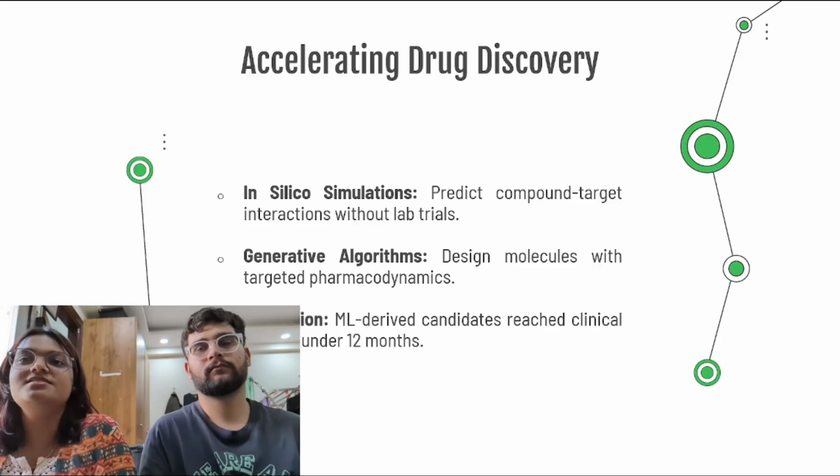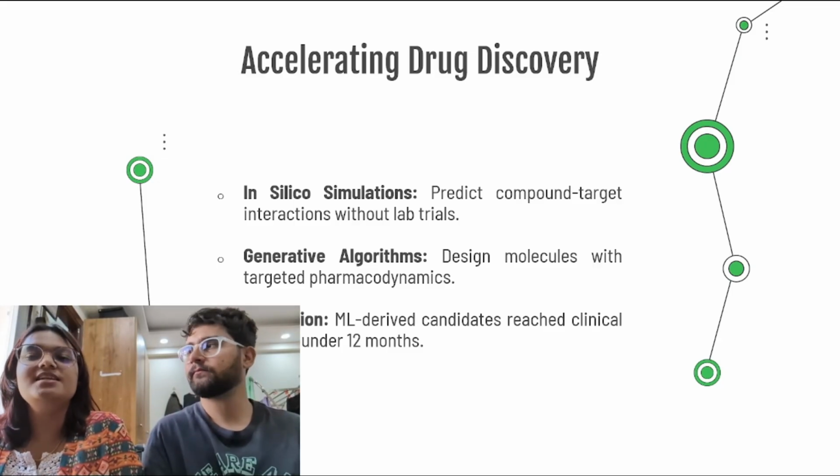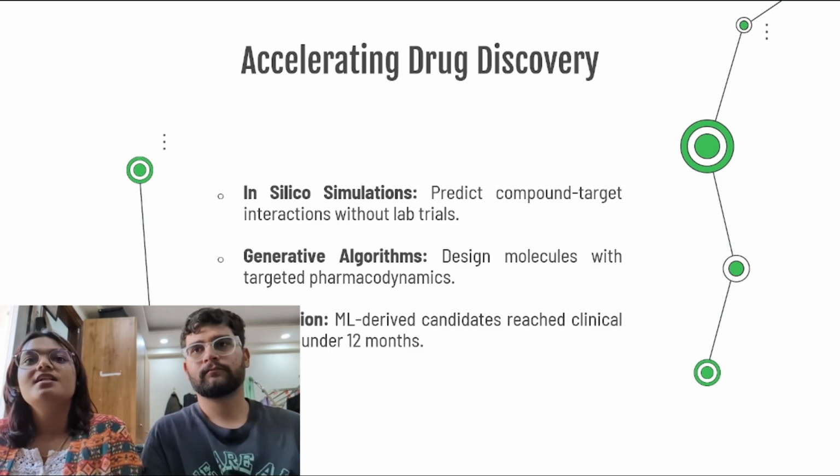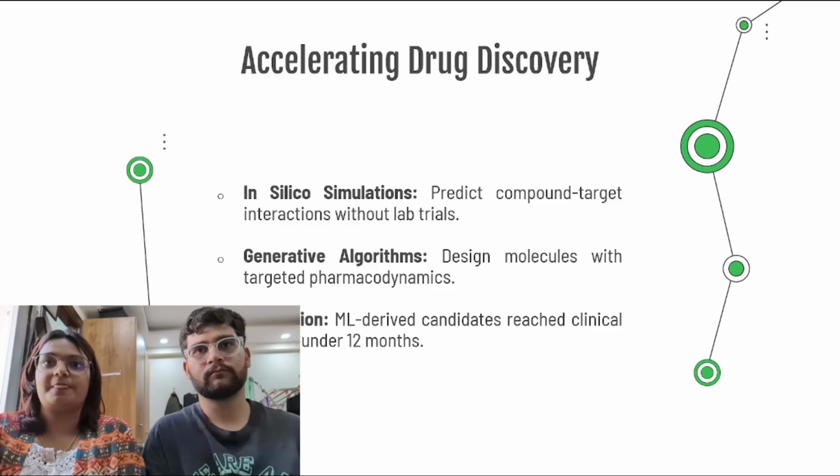Traditional drug discovery is slow and expensive. ML speeds it up by predicting drug interactions and designing molecules in simulations. This has already shortened timelines for clinical trials significantly.